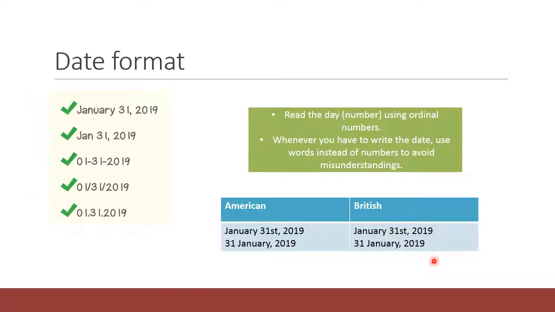In the British date format, they always use "the" before the 31st, the 2nd, the 7th of June, July. So this difference is marked in the date format.